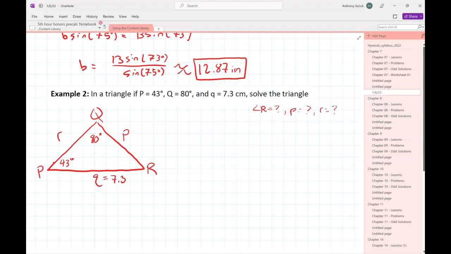You might notice here that in this one, I could start with any of these, right? Well, almost any of them. I couldn't find side R right away, but I could find angle R, or I could find side P first. Either of those two would be reasonable to do first. Does it matter which one I do first? Which one do you think I'm going to do first? Angle R, because it's so easy. Yeah, that's what I would do first, but it does not matter.